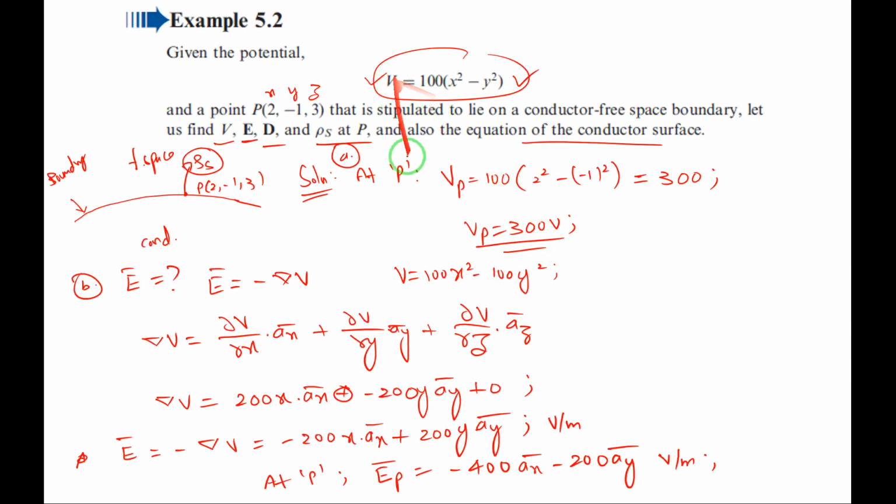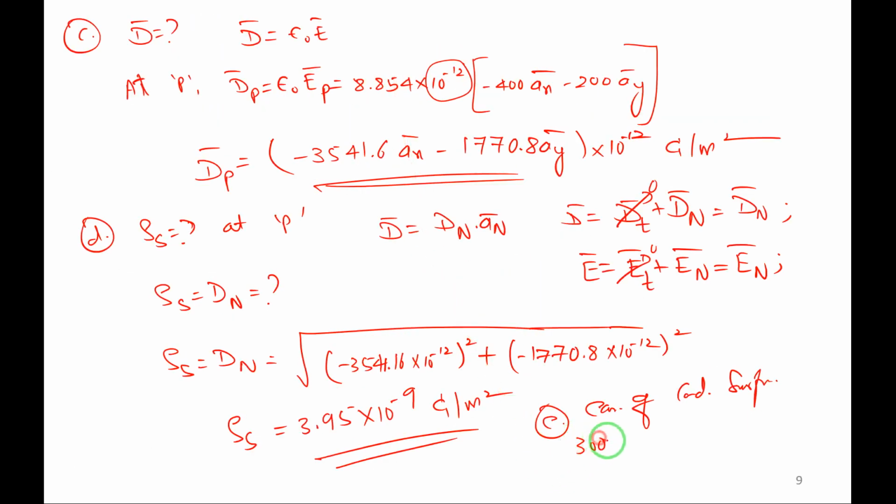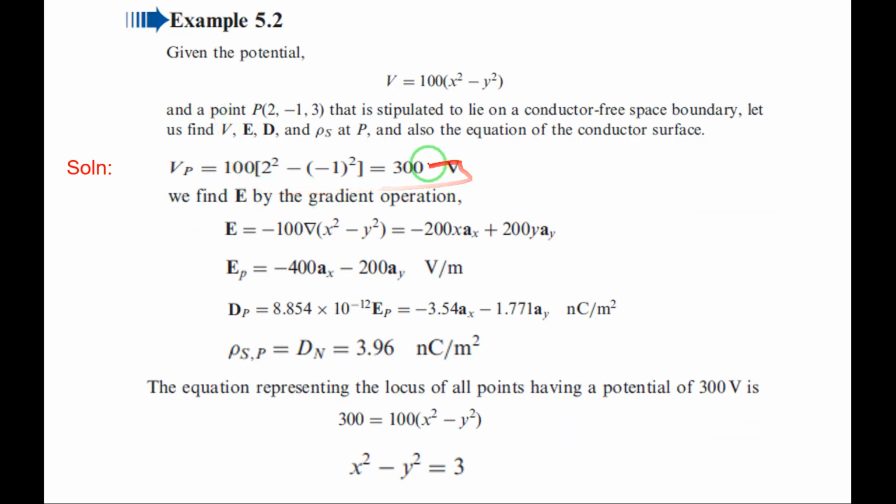So substitute V equal to 300. So 300 is equal to 100 into x square minus y square. What is x square minus y square? X square minus y square equals 3. So this is the equation of the conductor surface: x square minus y square equal to 3. Okay, we'll verify one by one with 300 volts.